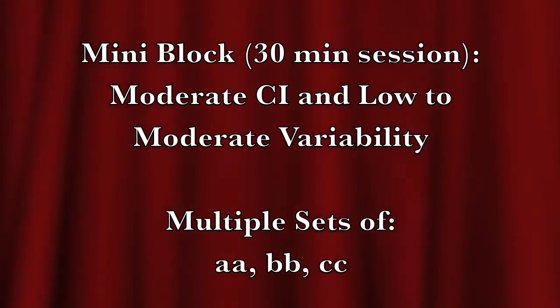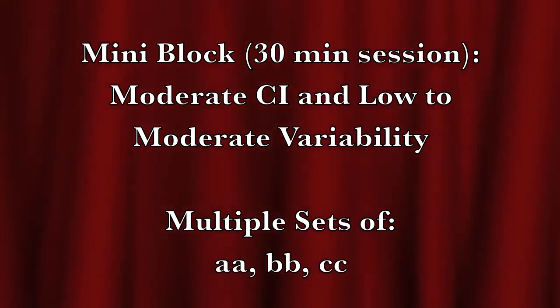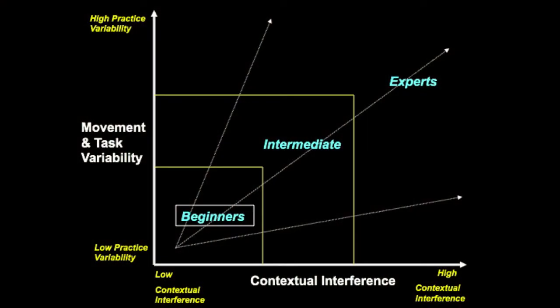Mini block, moderate CI, and low to moderate variability. Multiple sets of AA, BB, CC. Contextual interference is how you sequence variability within a practice. Having more interference during practice leads to better learning.